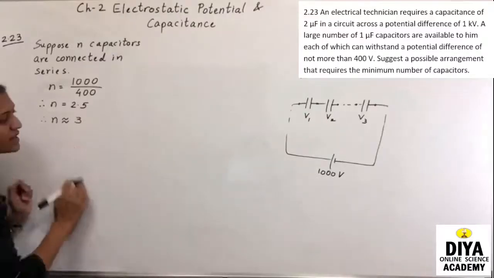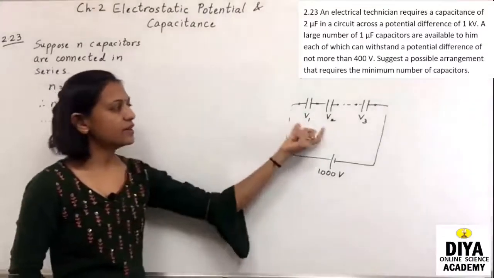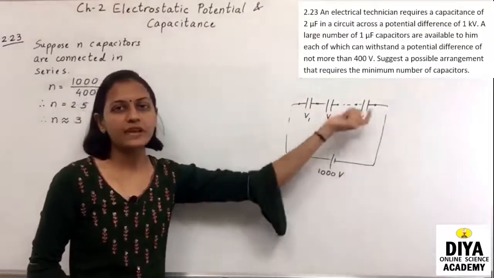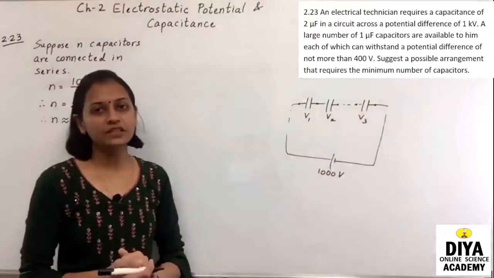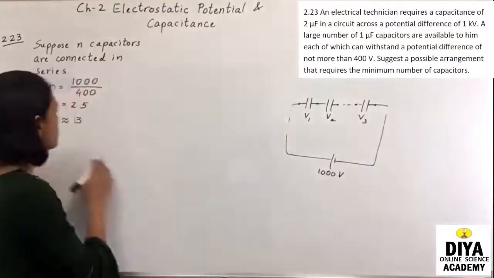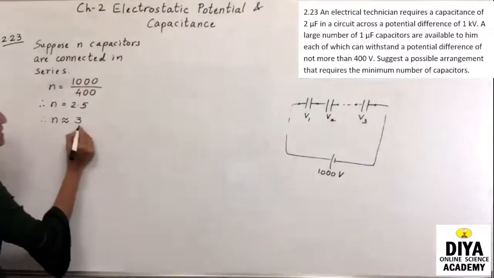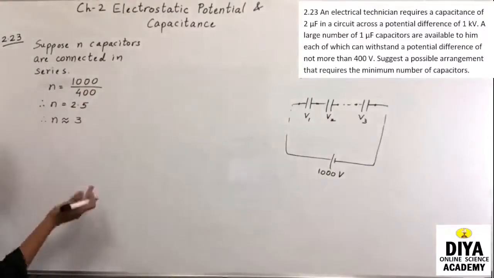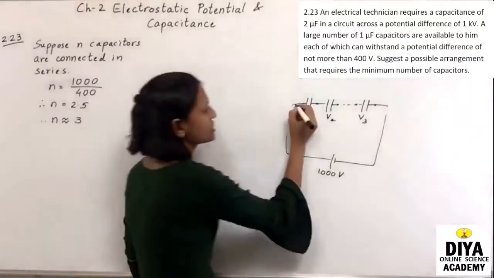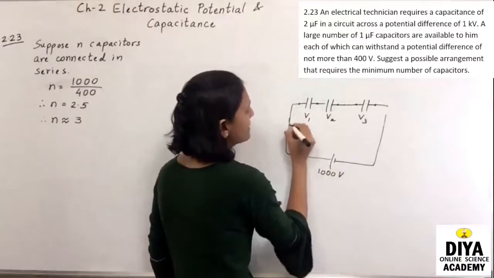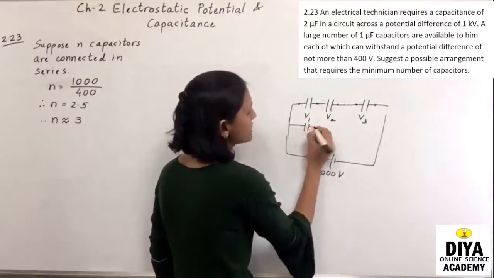If it is 3, then 1000 divided into 3 parts is 333.33, 333.33 and 333.33. So it is less than 400. So that's how n capacitors, that means 3 capacitors, should be connected in series. Now how about parallel? Such 3 capacitors will be there and some rows must be made.